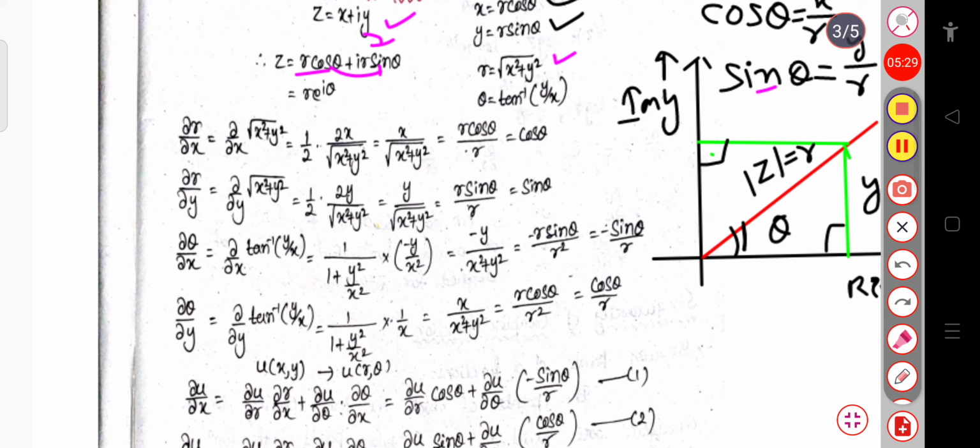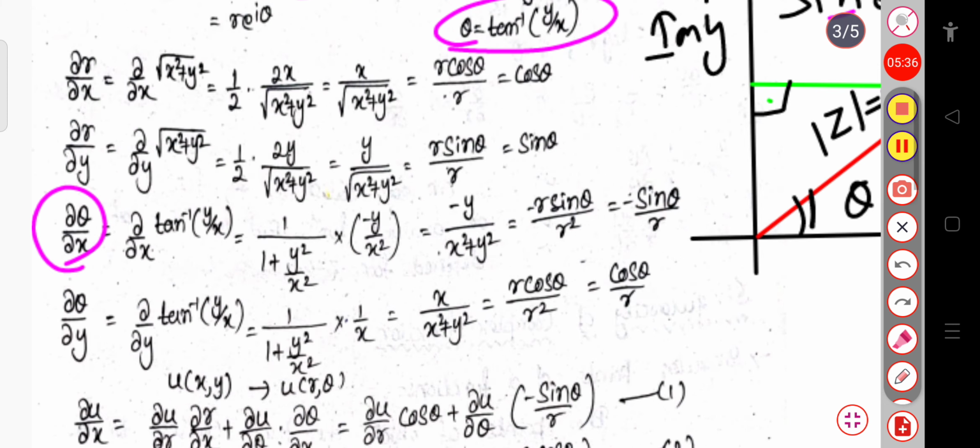Now we will see ∂/∂x of θ. Theta here is tan⁻¹(y/x). So putting this value, ∂/∂x of tan⁻¹(y/x). You know the derivative of the tan⁻¹ function is 1/(1 + x²). If I consider this as x, this will be 1/(1 + (y/x)²) into the derivative of y/x. So y is constant, and the derivative of 1/x is −1/x².